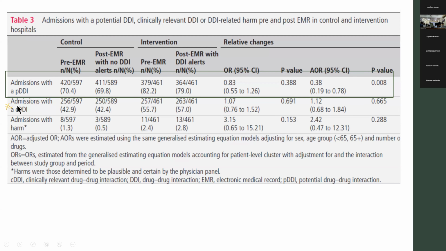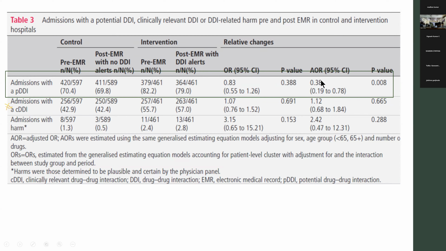This was the primary outcome, clinically significant drug-to-drug interaction. If you look at the control versus intervention, the odds ratio was 1.07 with a very wide confidence interval crossing one. So this was not significant. Even after adjustment, this is not significant. This was for all the potential DDIs. It was 0.8 with the confidence interval crossing one, not significant.